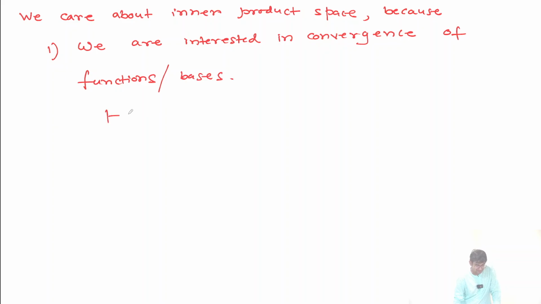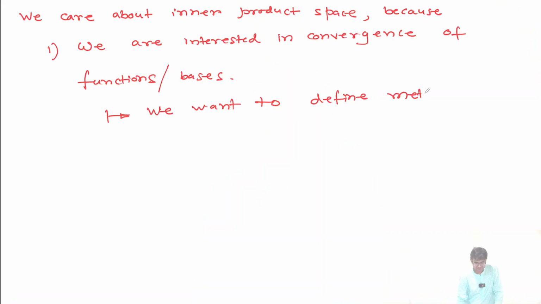and for that we want to define a metric, some distance metric, and for defining distance metrics we want to define a norm, right? So that is why we are interested in using this convergence thing from MCS onward, there also we use that convergence.